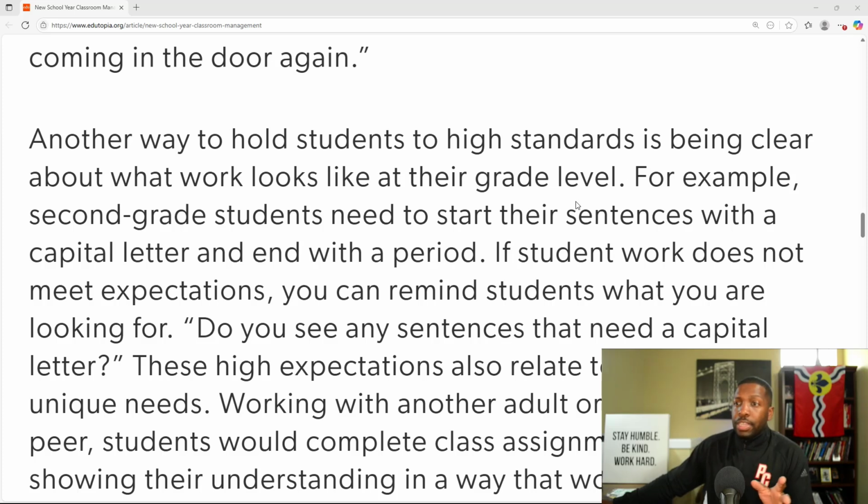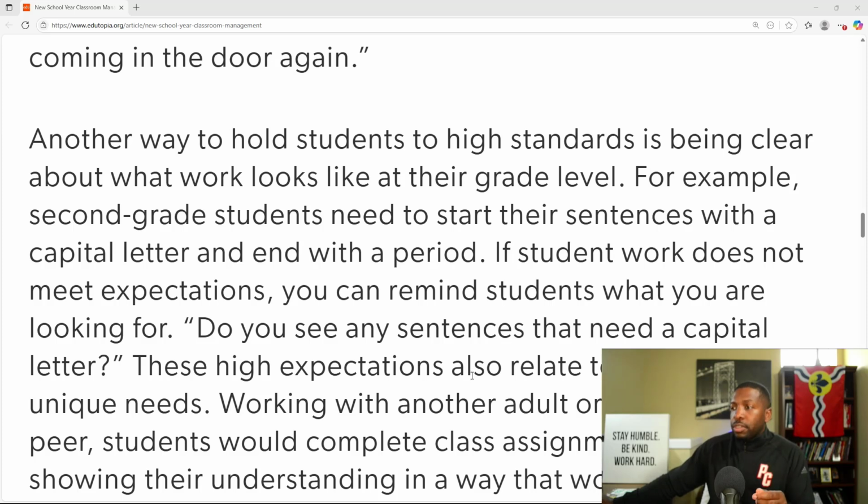For example, second grade students need to start their sentences with a capital letter and end with a period. If student work does not meet expectations, you can remind students what you are looking for. Do you see any sentences that need a capital letter? These high expectations also relate to students with unique needs.